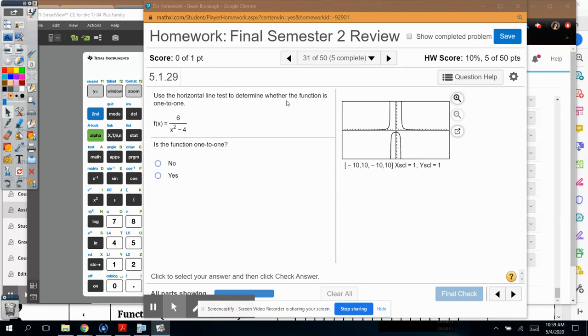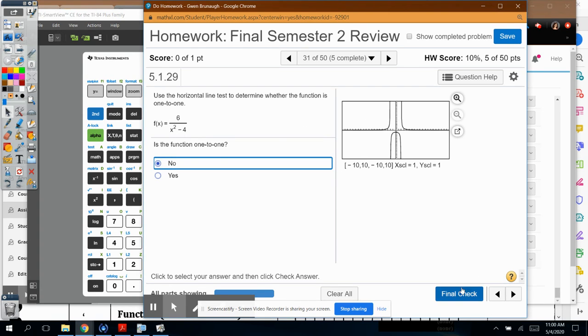Okay, horizontal line test. This is easy. They gave me a graph. Does this pass the horizontal line test? Is it one-to-one? The answer is no. A horizontal line would touch it twice.